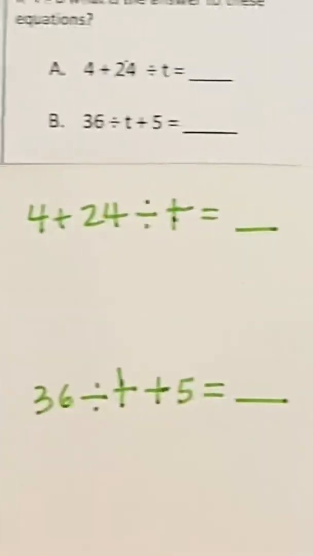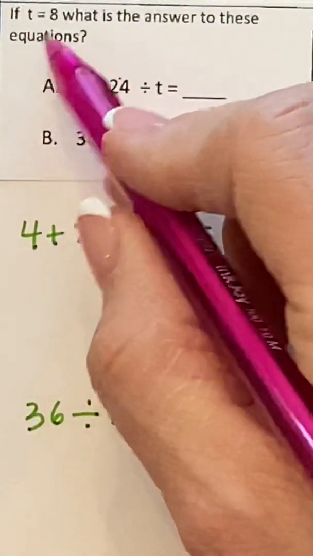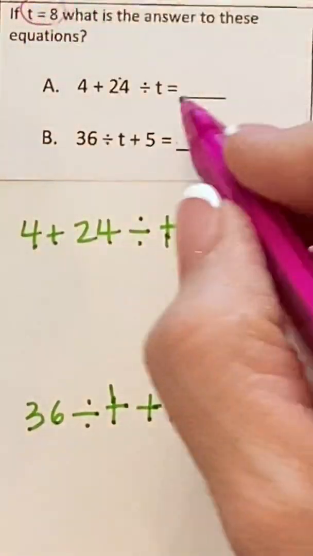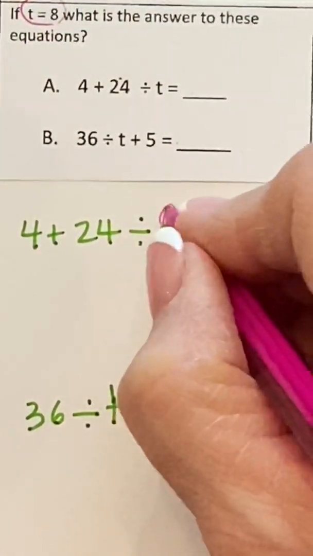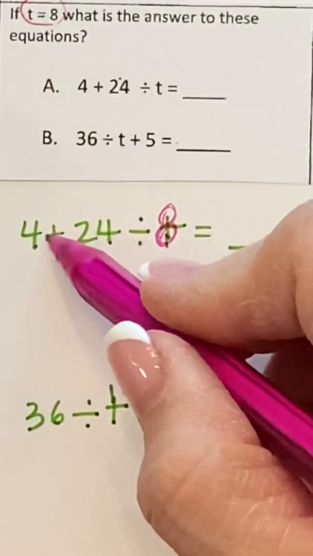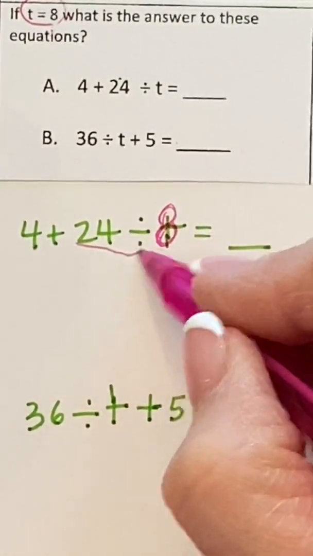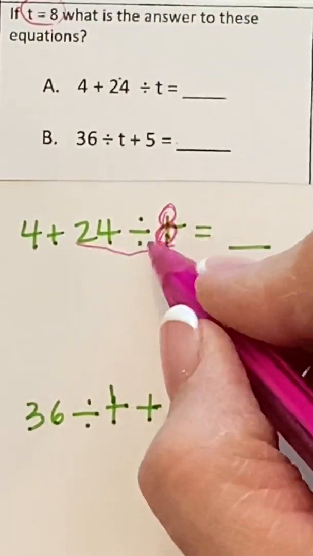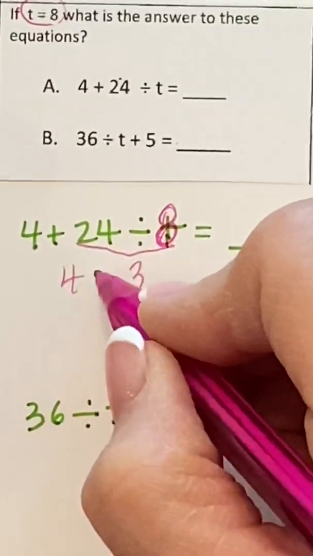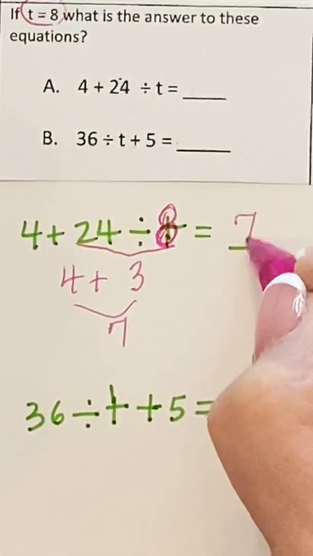All right, moving on to our next problem. This is where you are finding if t equals 8. So if t equals 8, we can go in and replace t with the number 8. So following the order of operations, why did I do that? Because I see I have adding and dividing, and I have to have some type of order of which goes first. And division takes top priority. 24 divided by 8 equals 3. And then bring down the 4, which you haven't used. 4 plus 3 equals what? 7. So the answer is 7.